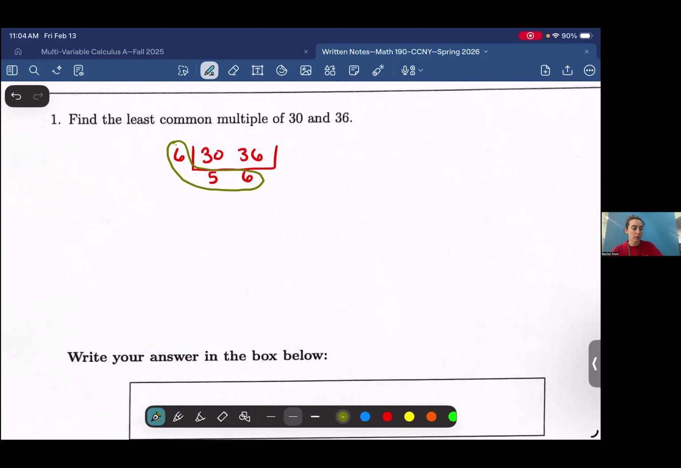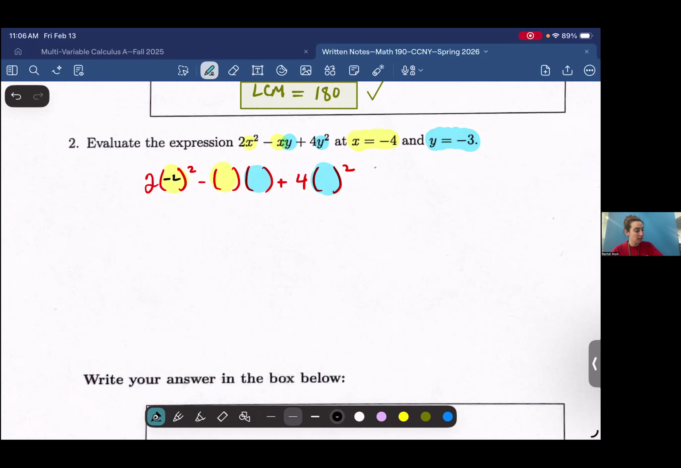I'm going to create a lot of parentheses here so that I don't make any mistakes with my negatives. So I have 2 parentheses squared minus parenthesis plus 4 parentheses squared. And now I'm going to do some color coding. We have our blue over here, we have our yellow over here, and now we're going to fill in the appropriate numbers. So our yellow is -4, and then our blue is -3.